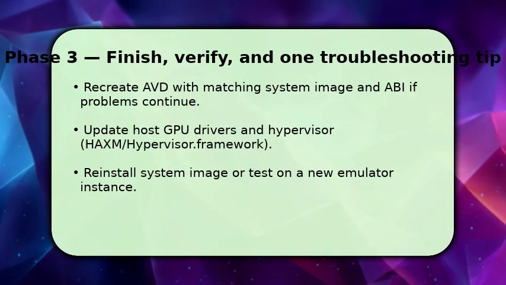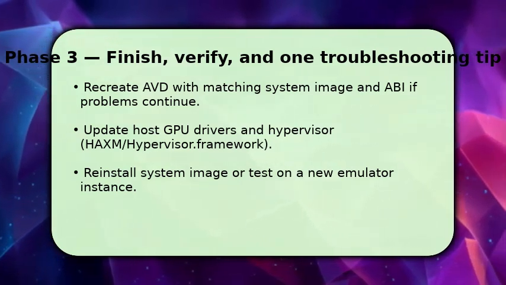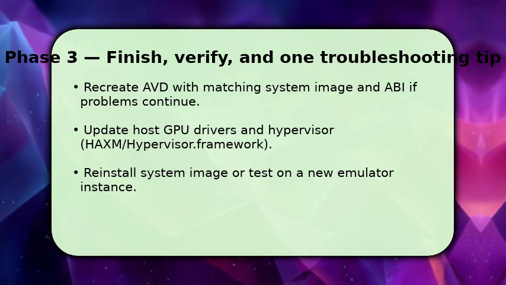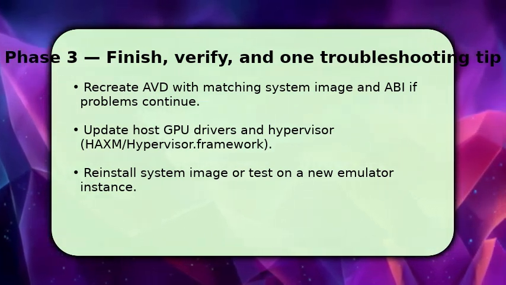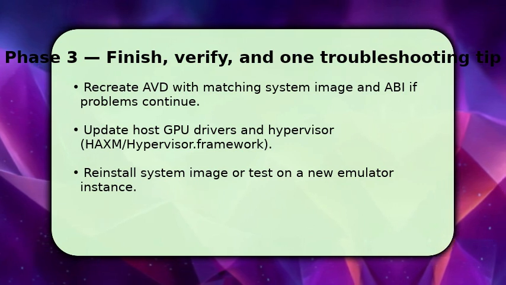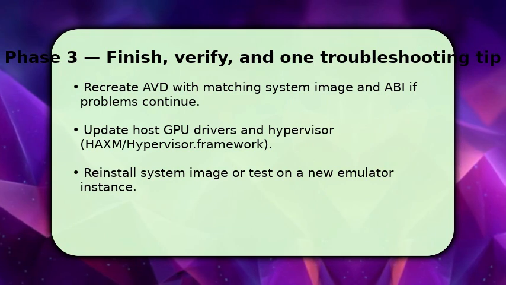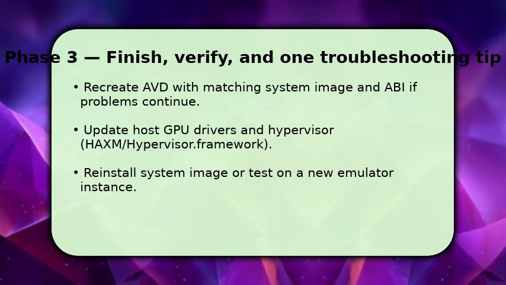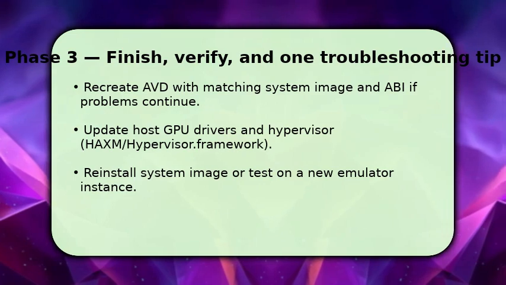Finally, you restore a clean environment. Recreate the AVD with the desired system image and ABI rather than repairing the old one, because fresh instances avoid hidden corruption. Make sure host GPU drivers and the hypervisor are current, and reinstall the emulator system image if needed. Test the app on the new AVD and compare behavior. If it still freezes, one key troubleshooting tip: capture a full log and freeze timestamp, then reproduce in safe mode or with minimal services. This isolates conflicting processes.